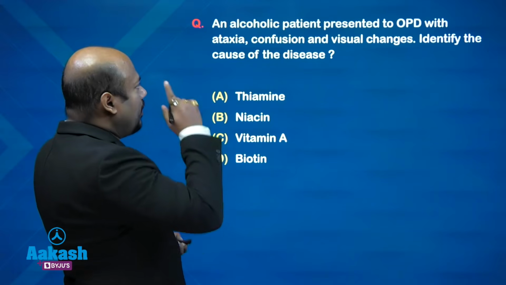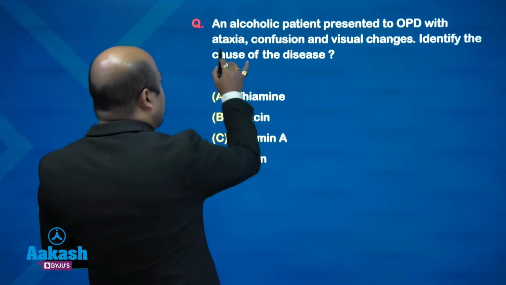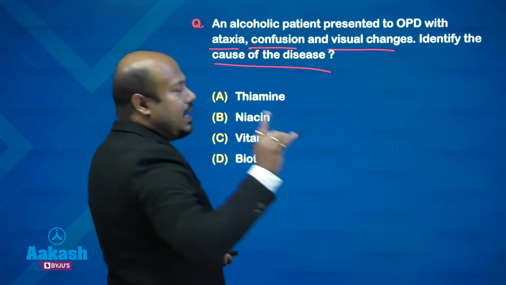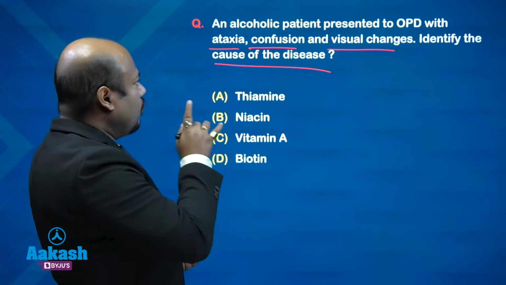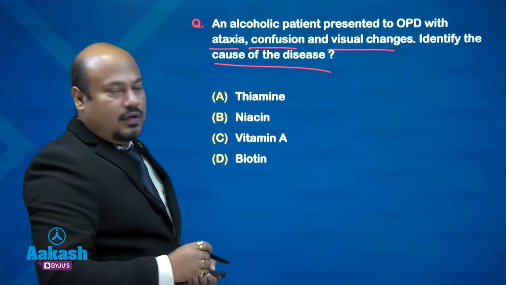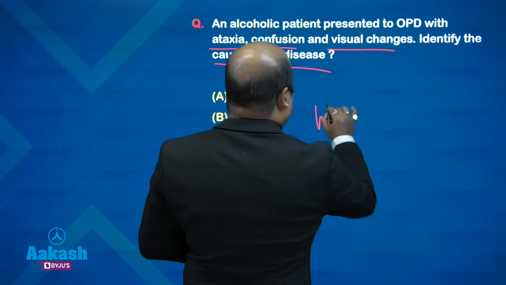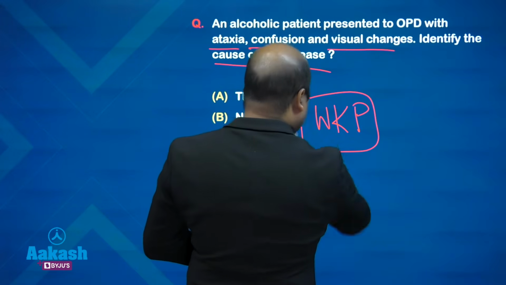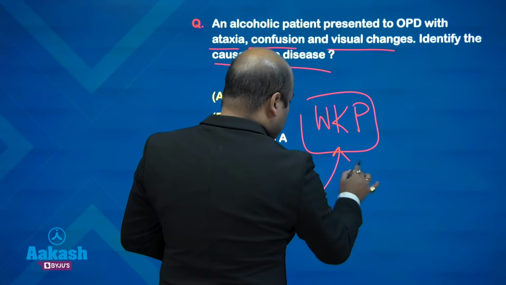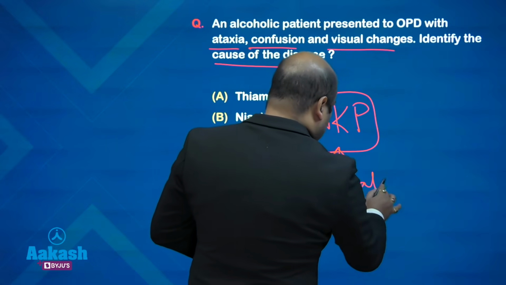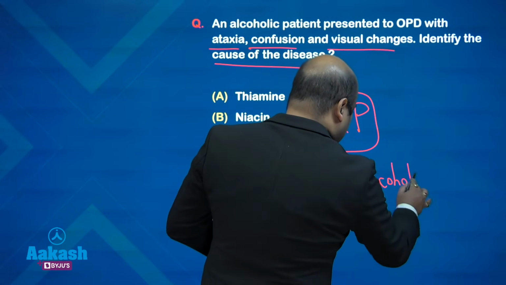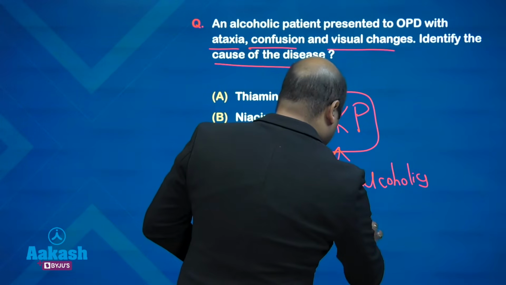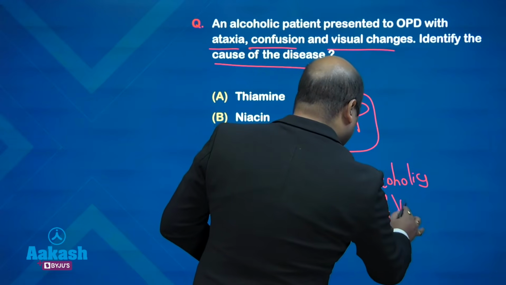Next, quick. An alcoholic patient presented to OPD with ataxia, confusion, visual changes. Identify the cause of the disease. First of all, alcoholic patient comes to OPD with ataxia, confusion, visual change. You have to go for the diagnosis. Wernicke-Korsakoff psychosis. It usually occurs in alcoholics with vitamin deficiency. Deficiency of vitamin B1.